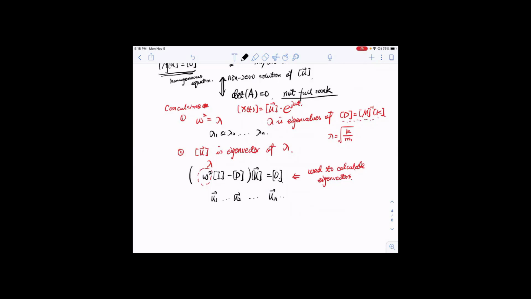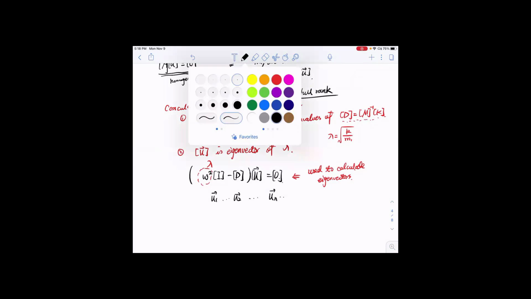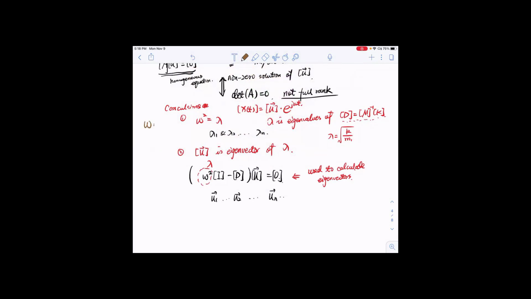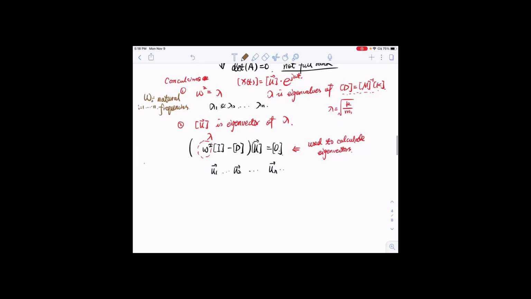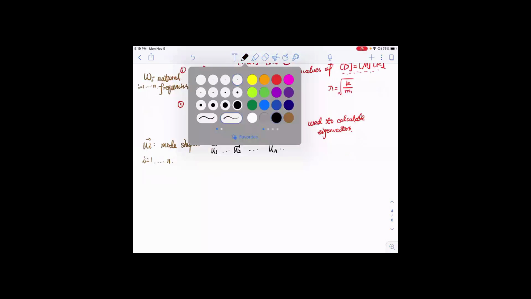All right. So remember, here we see two very important definitions. Your omega i are the natural frequencies, and i is from 1 all the way to n. And your U i, we call them mode shapes, and i is from 1 to n. So that's the definition. So what is a mode shape?